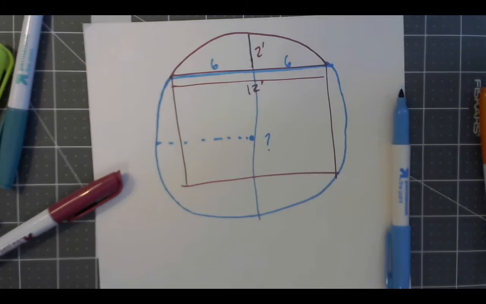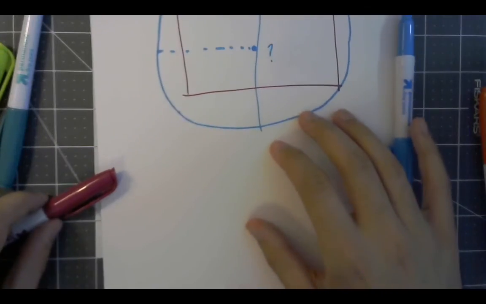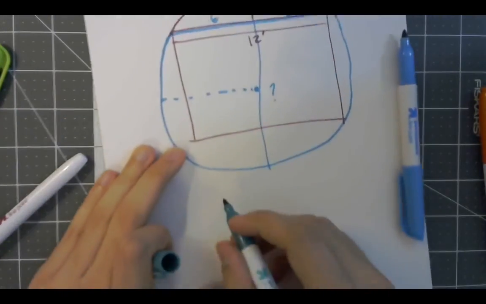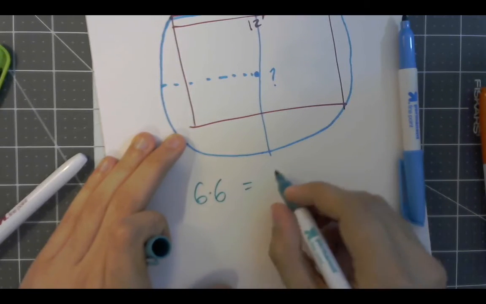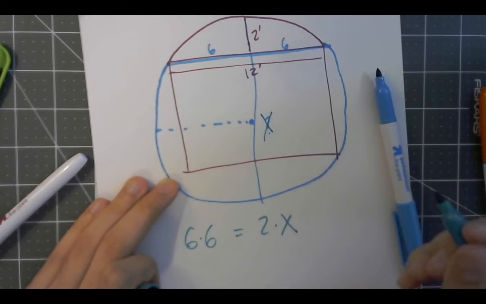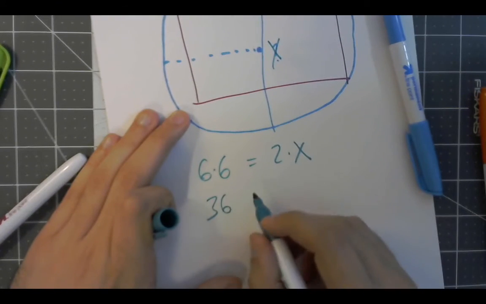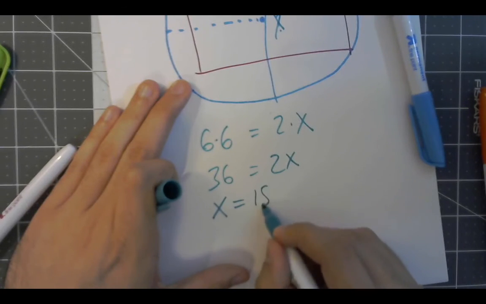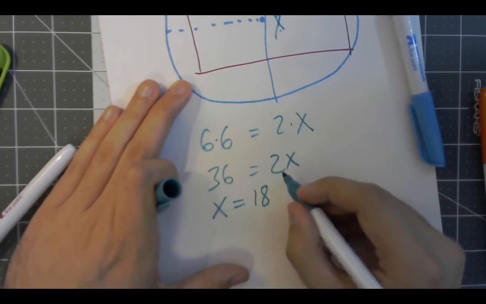Okay, so what we're going to do is scoot down a little bit. Actually, I'll try to keep everything in frame. 6 times 6 equals 2 times x. We'll call this x. We don't have that. 36 is 2x. So x should be 18 feet.